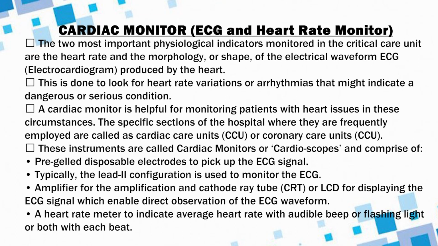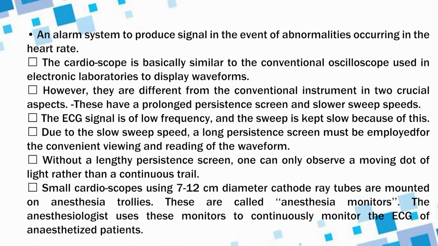Typically, the lead 2 configuration (ML2) is used to monitor the ECG, though it can be recorded in other modes also. Amplifier for the amplification, and cathode ray tube or LCD for displaying the ECG signal, which enable direct observation of the ECG waveform. A heart rate meter to indicate average heart rate with an audible beep or flashing light or both with each beat. An alarm system to produce a signal in the event of abnormalities occurring in the heart rate.